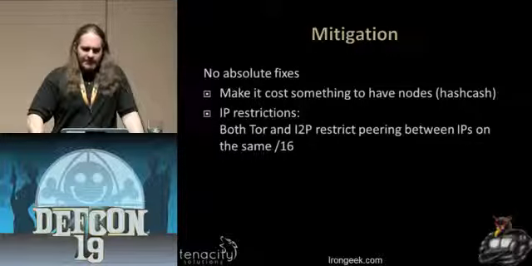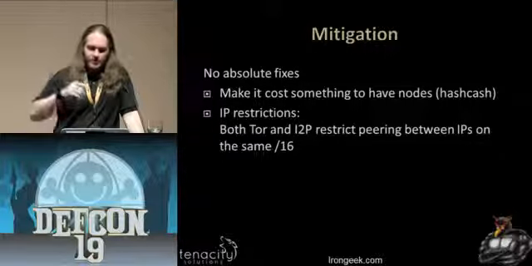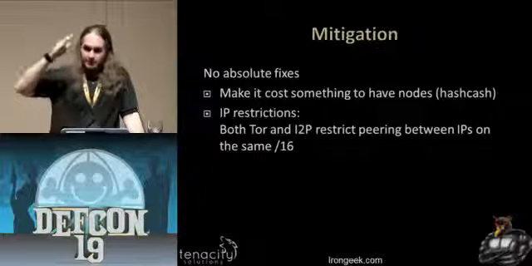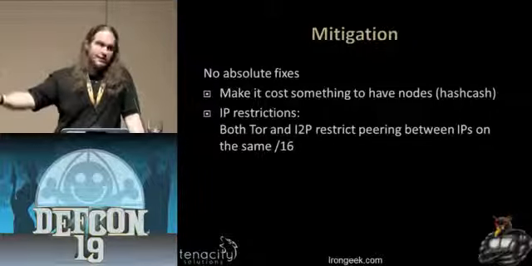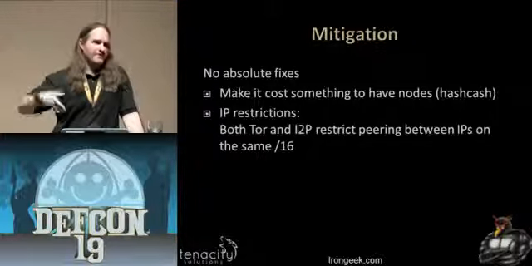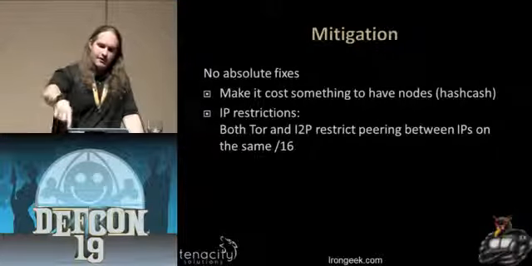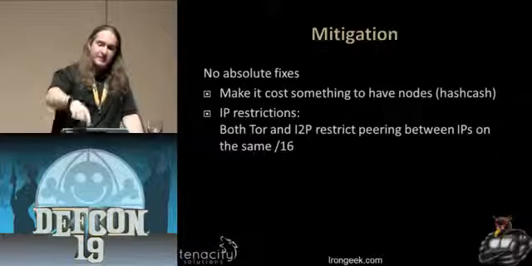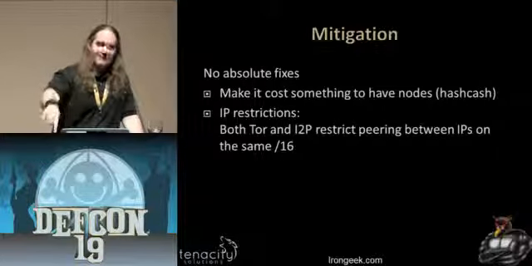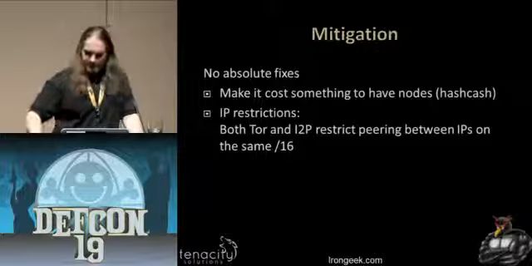Another mitigation that's out there: both Tor and I2P restrict peering between two nodes that are on the same /16 IP network. This is to keep you from hitting someplace and going, okay, you have a tunnel through this network, but all the IPs in your tunnel belong to the same ISP, and they can look at all of it. That would not be so good for anonymity.